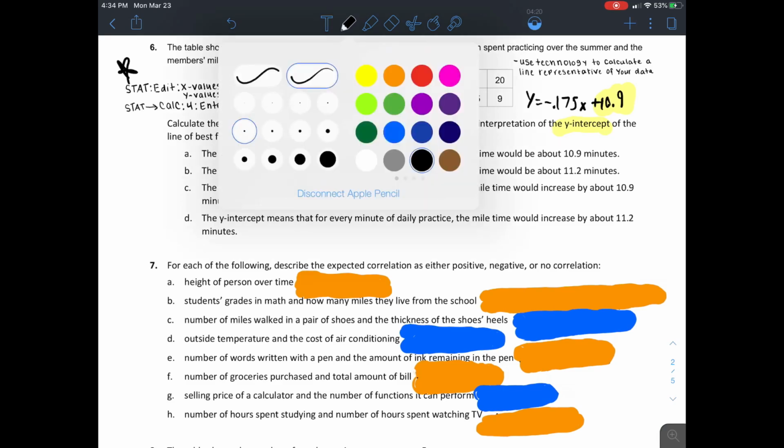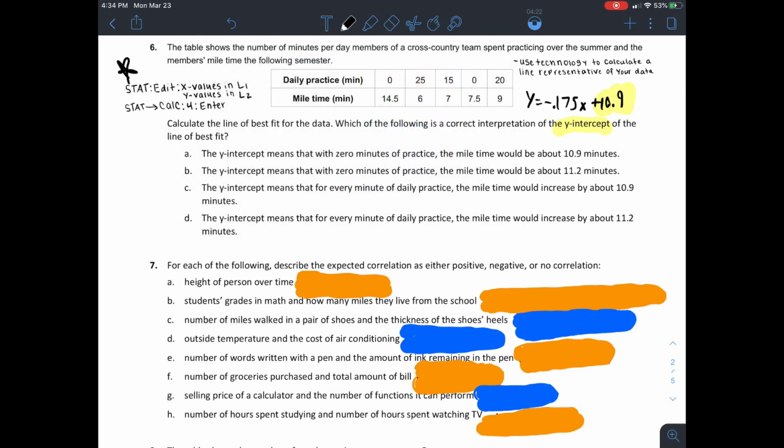It says A, the y-intercept means that with 0 minutes of practice, the mile would be about 10.9 minutes. Well, that's true. So I'm going to circle that, but I'm going to keep reading. It's never good to stop at the first one. B, the y-intercept means that with 0 minutes of practice, the mile would be about 11.2 minutes. Well, I know that's not right because 11.2 was not my y-intercept, and it says at 0 minutes.